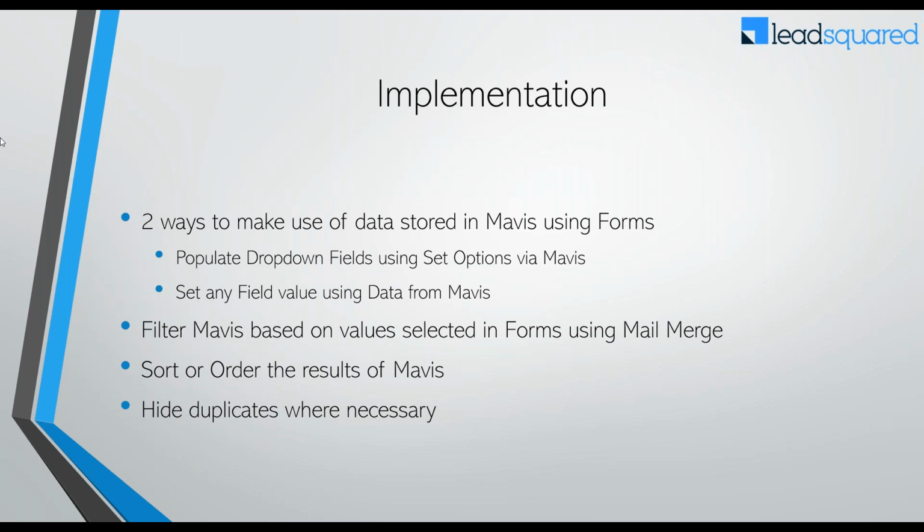And most importantly, if you have multiple duplicates in particular columns, a very good example is that instead of showing all the buildings available, you want to show all the cities where you have properties.